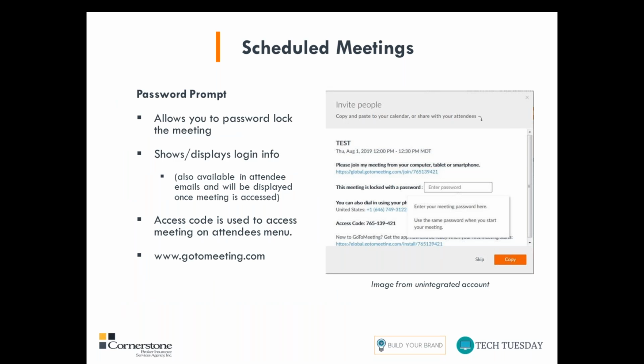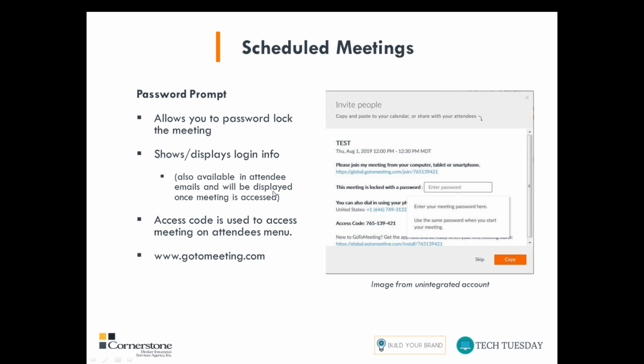This is a view of the password prompt that I was talking about. It does pop up after you hit the go for the scheduled meeting on the last menu. It allows you to password lock the meeting. You just enter the password there in the box with the little notice below it.